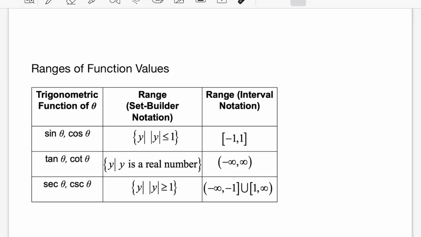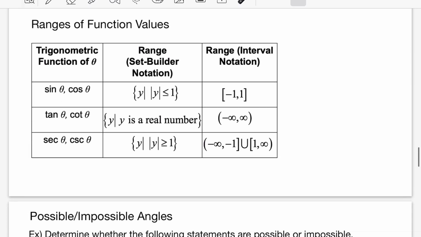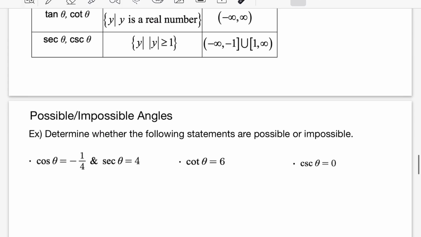So with the information of the ranges for these function values, we can determine whether angles are possible or impossible. That brings us to this example here. We want to determine whether the following statements are possible or impossible. First we have cosine theta is equal to -1 over 4.